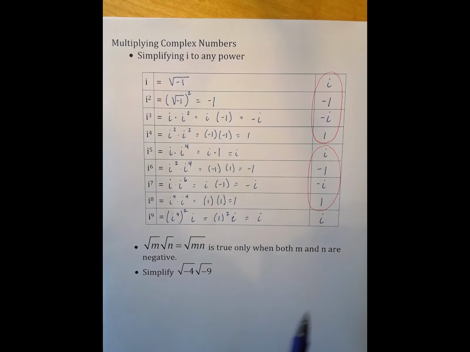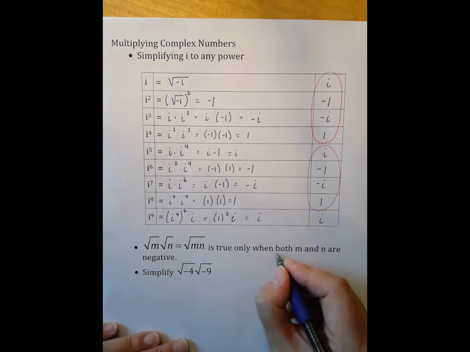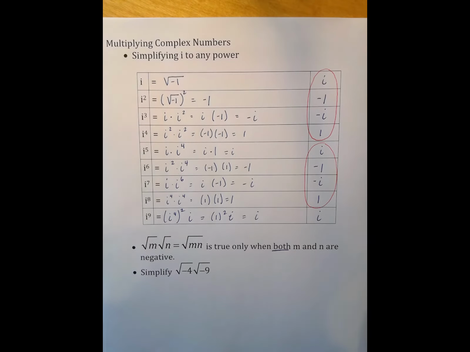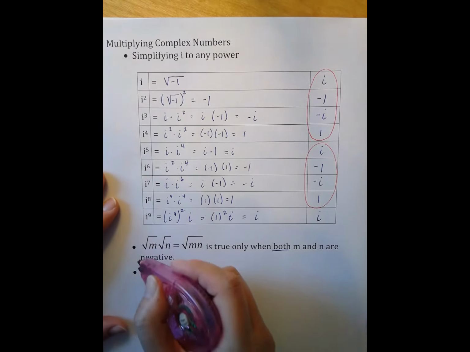Now, it's important to recognize that earlier in the module, we talked about the square root of 2 numbers being multiplied, that I could rewrite them as the square root of the individual numbers being multiplied. However, something we didn't necessarily talk about there that's really important is that that is true only when both m and n are positive. I apologize for that mistake.